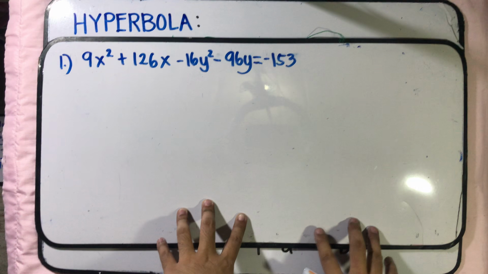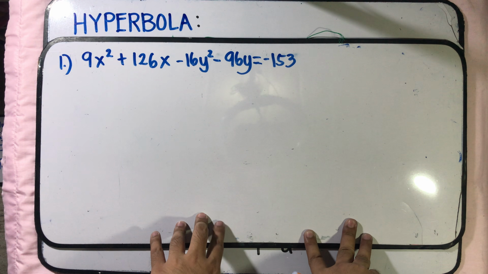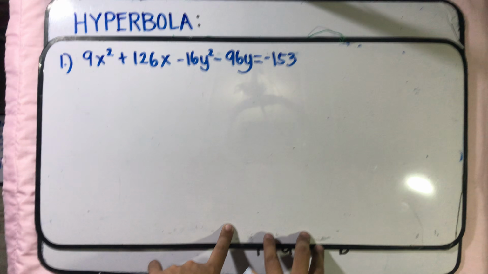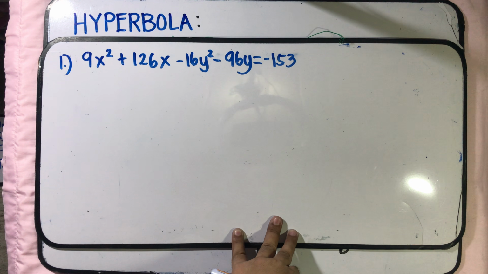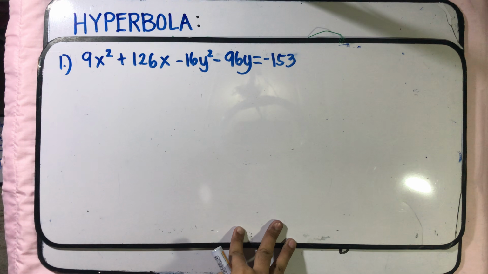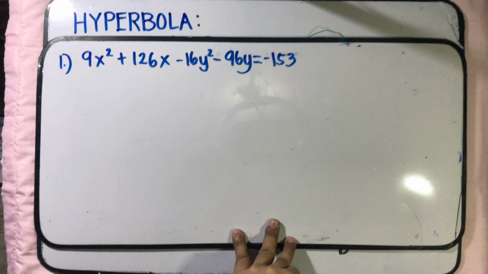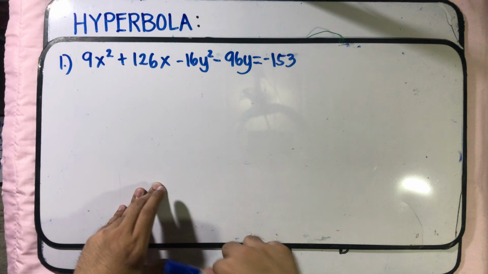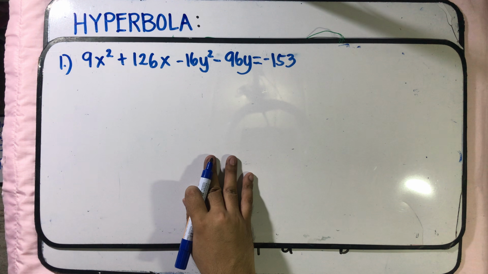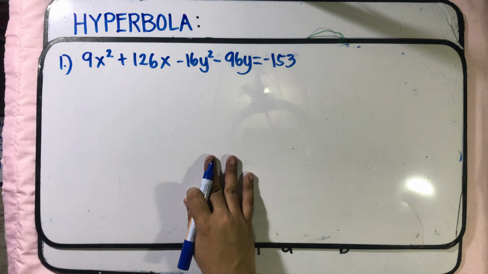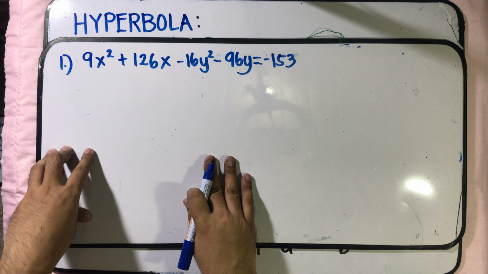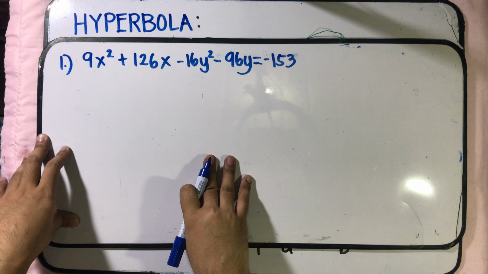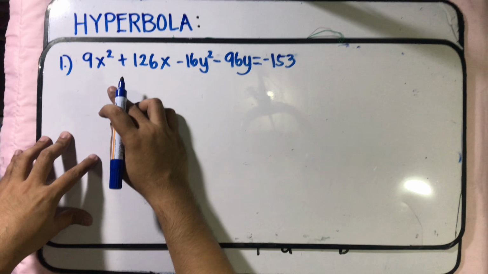For this example, we are given 9x squared plus 126x minus 16y squared minus 96y is equal to negative 153. So if we are given this form, all we have to do first is convert this into the standard form. In converting, we factor out the coefficients of x squared and y squared. For this one, the coefficient of x squared is 9.